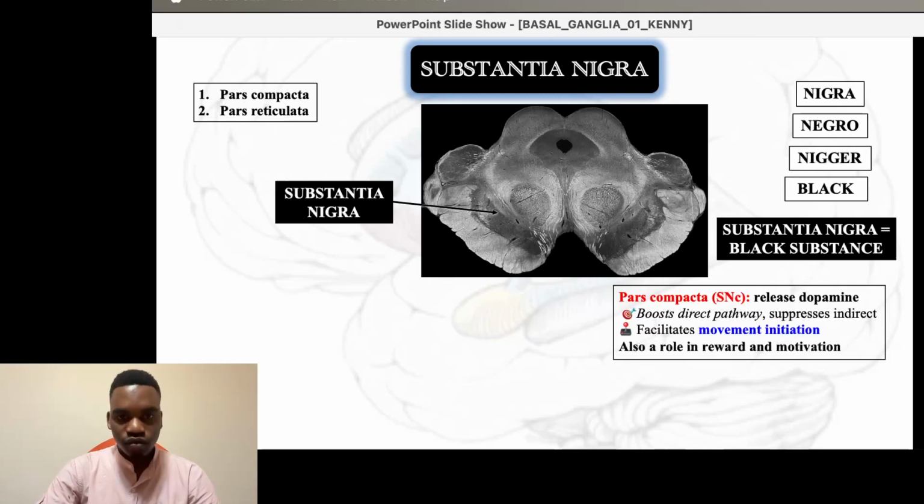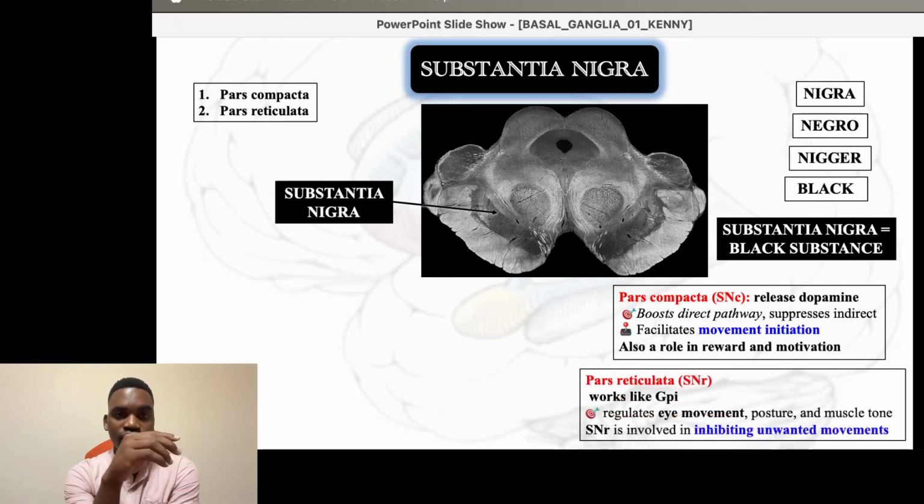And by boosting the direct pathway, it will facilitate movement. It facilitates movement initiation. It also has some role in reward and motivation. And then we have substantia nigra pars reticulata.